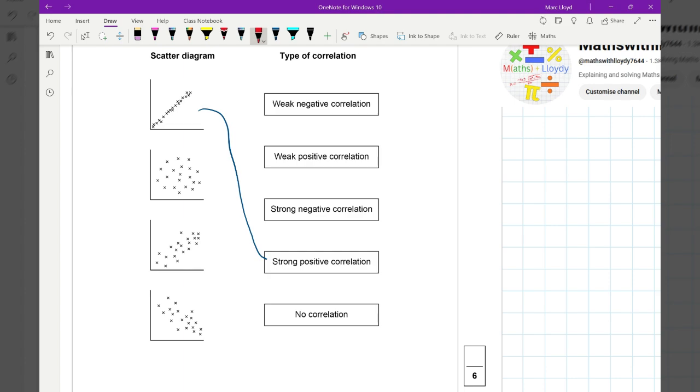For the next one, that kind of shows no correlation. These points are all over the place. So that goes down to the bottom. This one is a positive correlation, but it's quite weak. And then finally, we've got a negative correlation, but this one's quite weak. It goes all the way up to the top. Thought I'd just use different pens just to highlight those different lines.